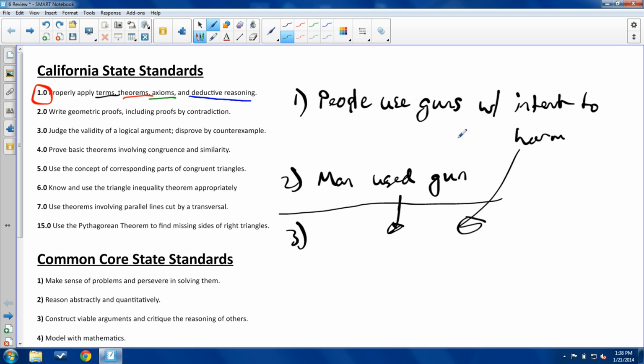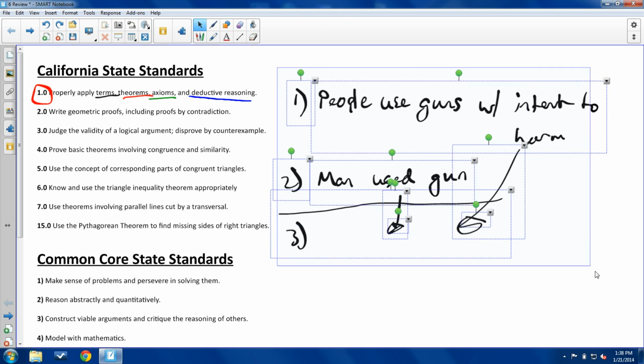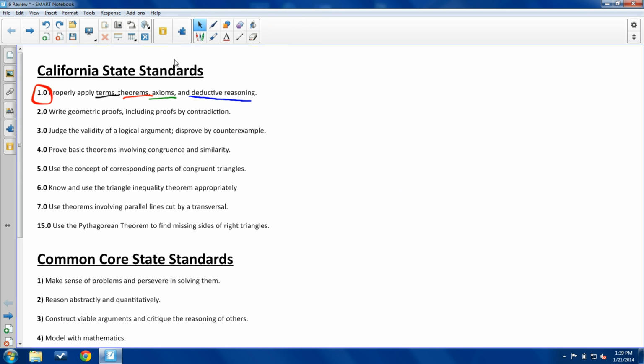Okay. There's a difference between deductive and inductive reasoning, in that deductive reasoning you always lay the things out for them to be 100% true all the time, and inductive is something that you would bring about and create based on some common knowledge about things, common understandings about things. Okay, so that's all for that right there. Write geometric proofs, including proofs by contradiction.